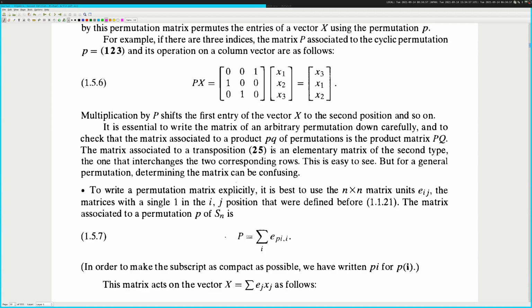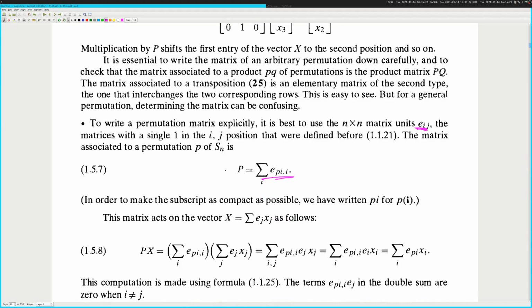The matrix associated to a permutation P of S_n is P equals the sum over i of E sub P_i comma i. Oh, now he knows what commas are. Not in the last chapter. You didn't know what commas were. Lovely. Oh wait, no, he doesn't have a comma up here. There's no comma here, but now he knows what commas are. In order to make the subscript as compact as possible, we've written P_i for P of i.